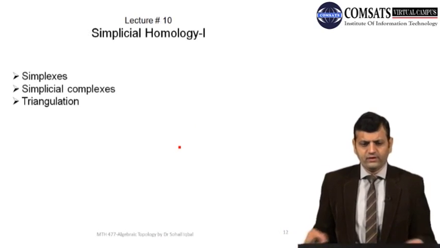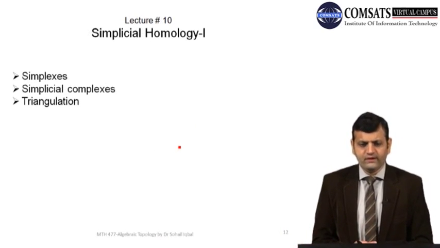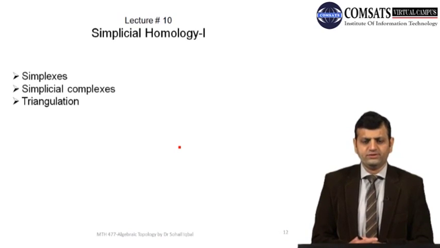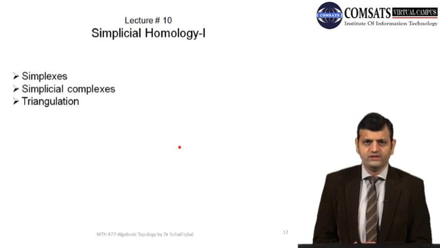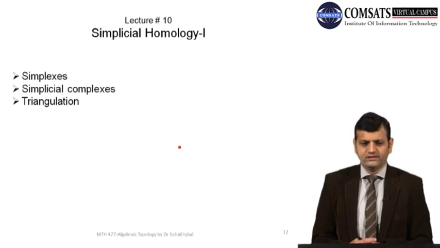Okay, and moving on, in lecture number 10 we started our new topic, which is simplicial homology. We remember that simplicial homology is one of the simple kinds of homology that we can calculate, and the calculation of simplicial homology is very algorithmic. In other words, if we want to calculate simplicial homology, we can use a computer. We can program a computer to calculate the simplicial homology of different topological spaces.